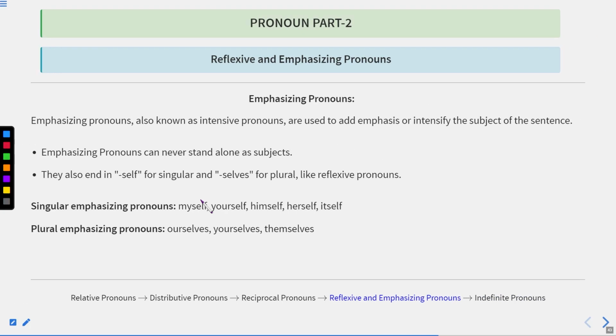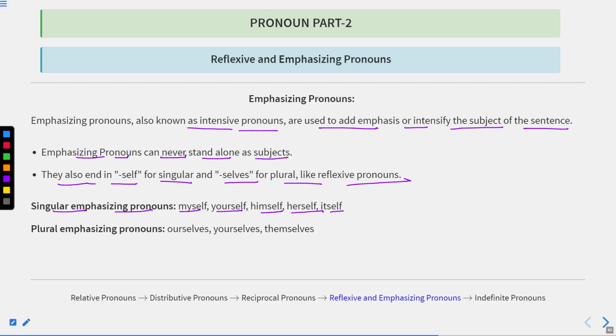Now, what are emphasizing pronouns? Emphasizing pronouns, also known as intensive pronouns, are used to add emphasis or intensify the subject of the sentence. Emphasizing pronouns can never stand alone as subjects. They also end in -self for singular and -selves for plural, like reflexive pronouns. Singular emphasizing pronouns: myself, yourself, himself, herself, itself. Plural: ourselves, yourselves, themselves.